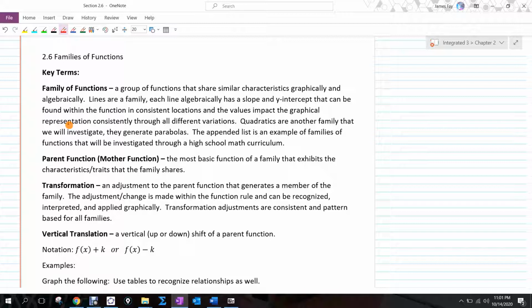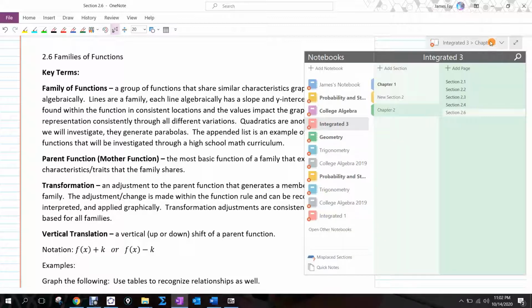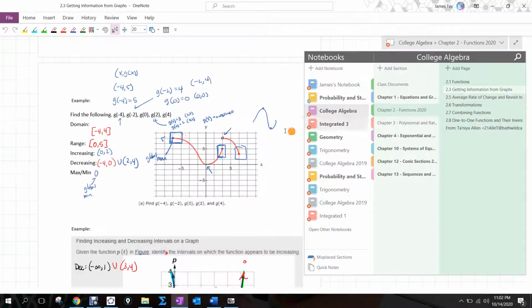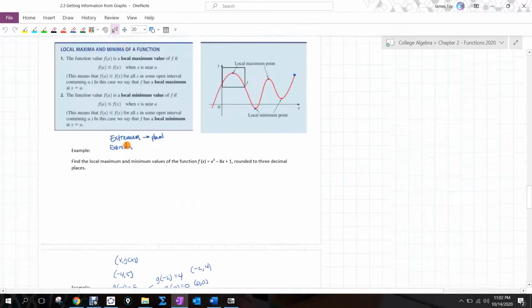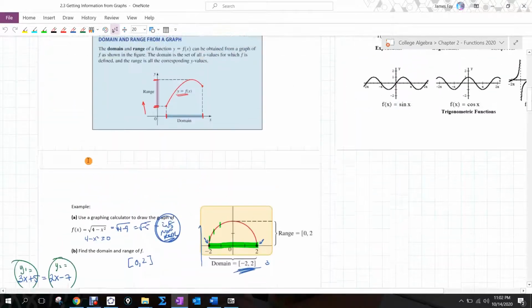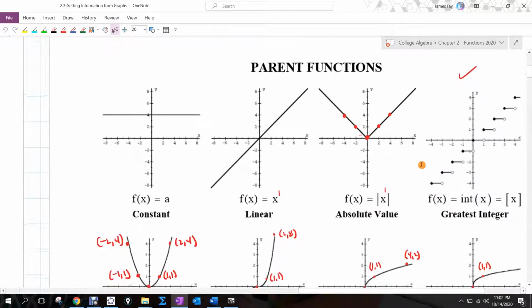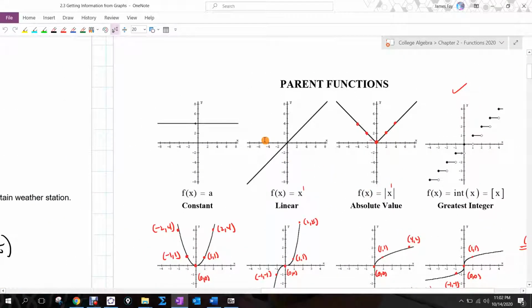Quadratics are another family that we'll investigate. They generate parabolas, which you've probably heard in the past. I'm going to pull up an appendix here of functions, families of functions that you would see throughout a high school math curriculum. So here's a list of what we end up calling parent functions, but parent functions generate the families.